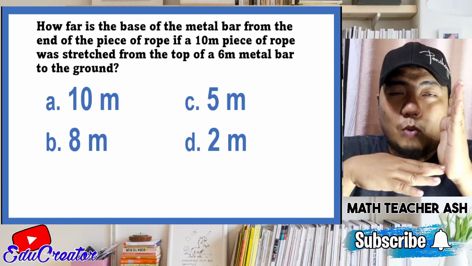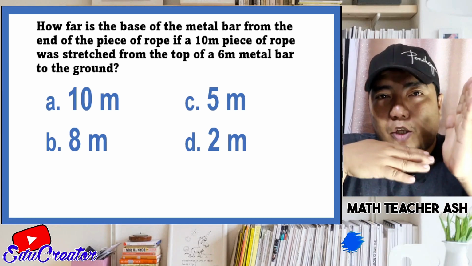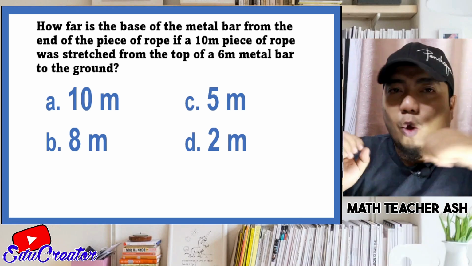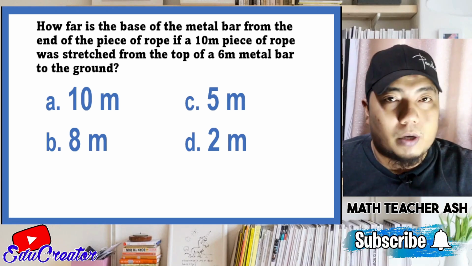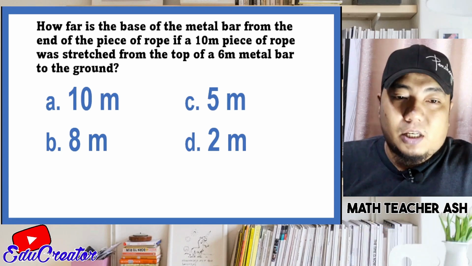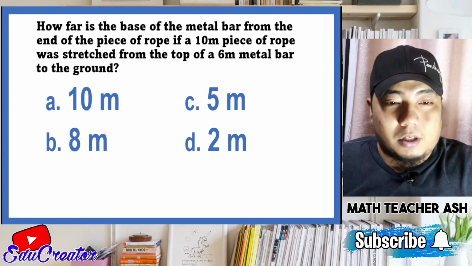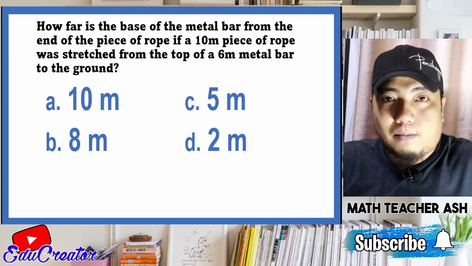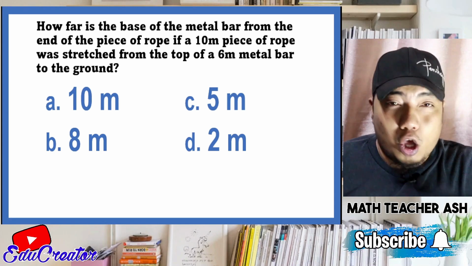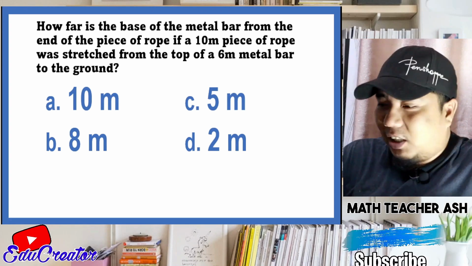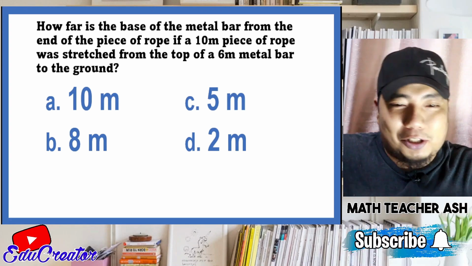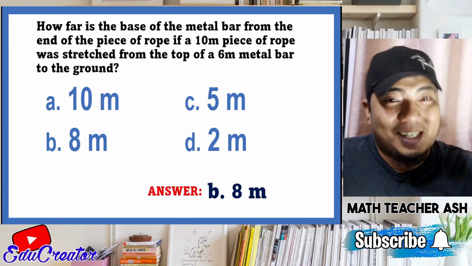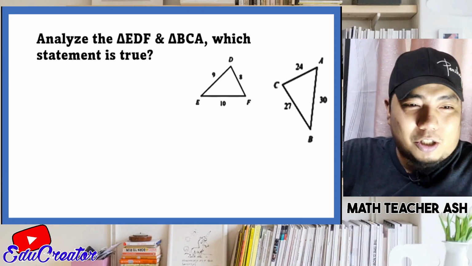So therefore, we will be using the Pythagorean theorem, but our unknown is one of the legs. So therefore, we will be using C squared minus A squared is equal to B squared. Our C here is the bigger number, that is 10 meters. So 10 squared minus 6 squared. That is 100 minus 36, and the answer is 64. You get the square root of 64 and you got the answer 8 meters. Okay, letter B. Let's check. Alright, we are correct, my dear math learners. Easy, right? Now, let us go to the next question.